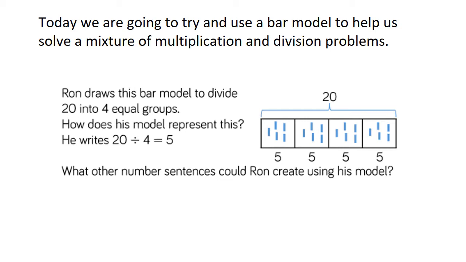What other number sentences could Ron create using his model? Now you might have thought about multiplication. So he could do, for example, 4 times 5 is 20 or 5 times 4 is 20 because it works either way in multiplication. You might have thought he could do 20 divided by 5 equals 4, but that's not shown with this model. This model shows clearly 4 groups, and if you divide it by 5, you're making 5 groups. So it would be a fact family answer, but it's not shown by this model.